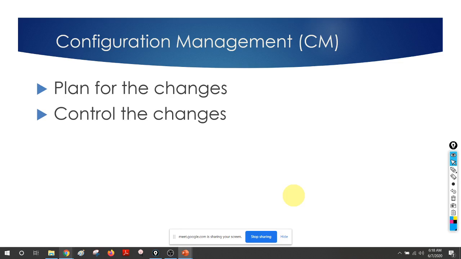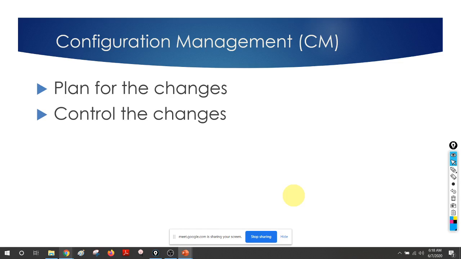So that task is called configuration management, right? So how to manage the changes? Of course, we have to plan for the changes and control the changes. So we have to always plan upfront, anticipating that okay, some changes are going to be there, right? So some change requests are going to be there.